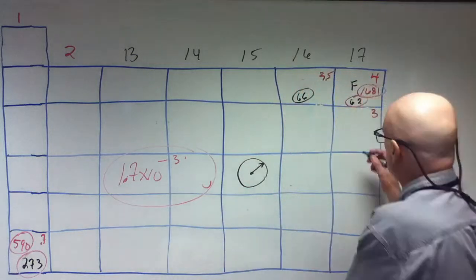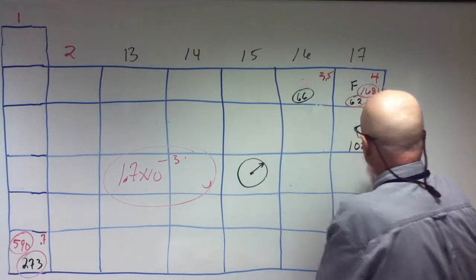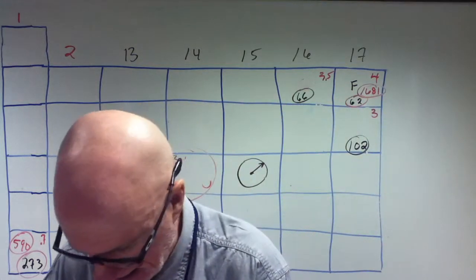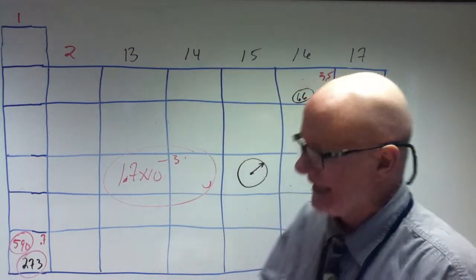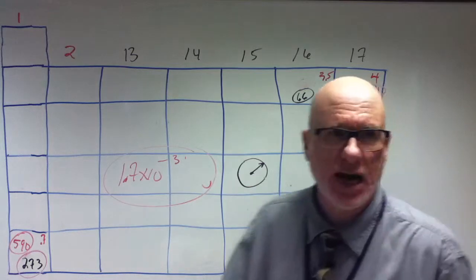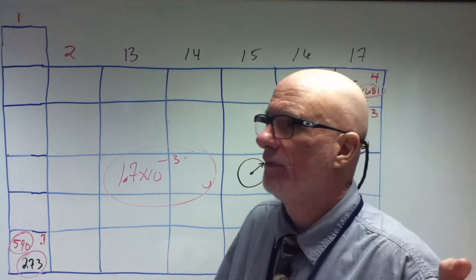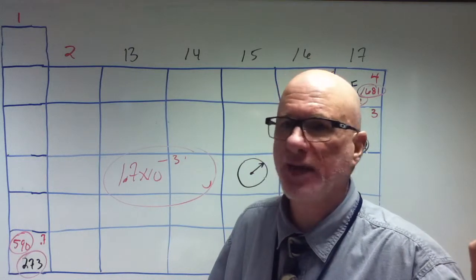102? Okay, good. Now, what is the ionization energy of oxygen? What is it? 1, 3. What? Say it again.